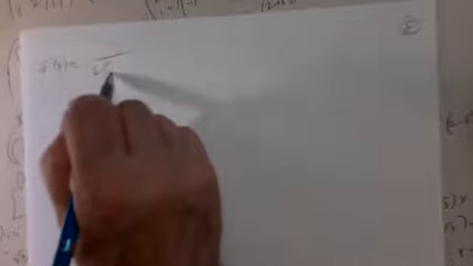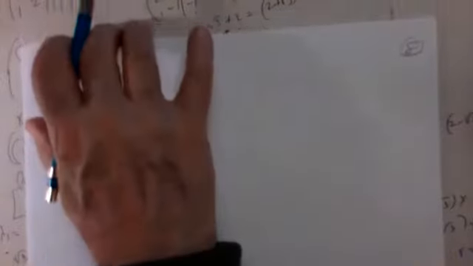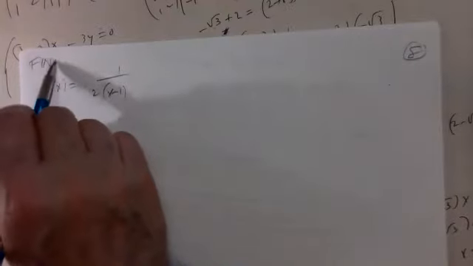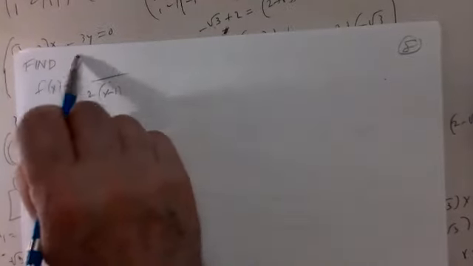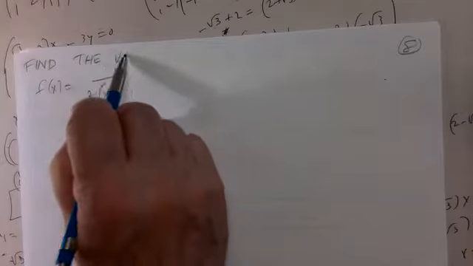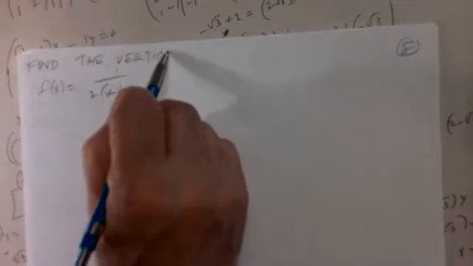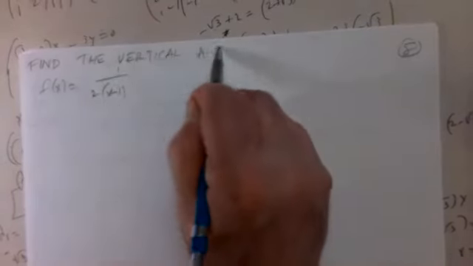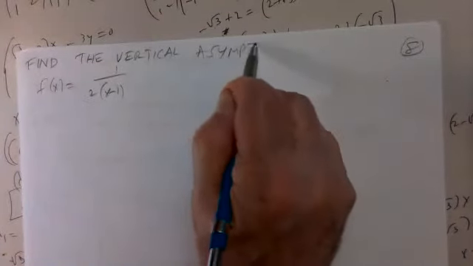Suppose we have the function f of x equal 1 over 2 times x minus 1. So for all these functions I'm going to write down, the problem is find the vertical asymptotes.